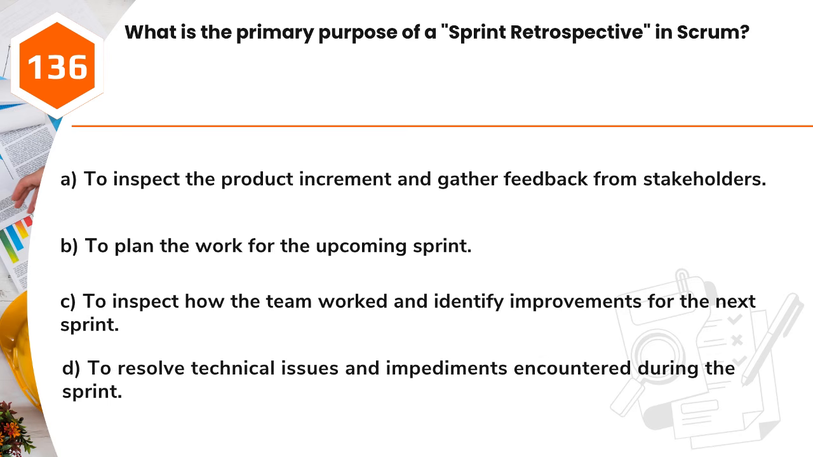Question 136. What is the primary purpose of a sprint retrospective in Scrum? A. To inspect the product increment and gather feedback from stakeholders. B. To plan the work for the upcoming sprint. C. To inspect how the team worked and identify improvements for the next sprint. D. To resolve technical issues and impediments encountered during the sprint.